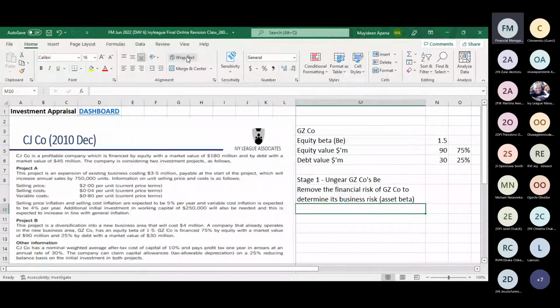Now, to do that, we need to say our BA equals BE. You don't need to write this formula, but I'm just writing it because some of us need to get used to it. BE divided by, am I correct? Yes, sir. Bracket with BE plus after-tax cost of BD.